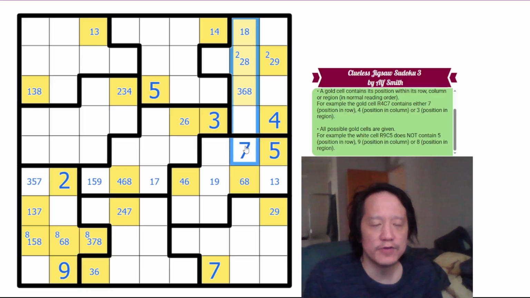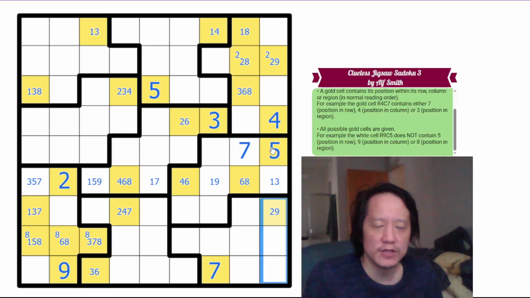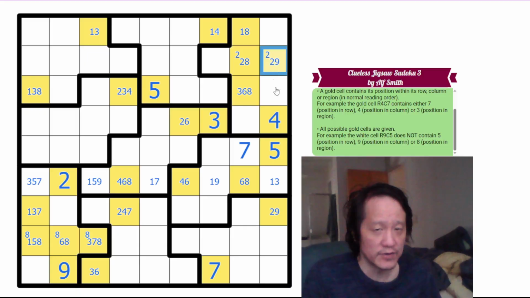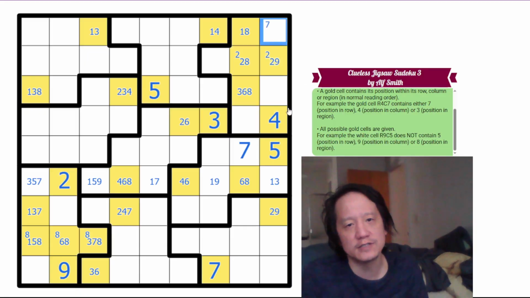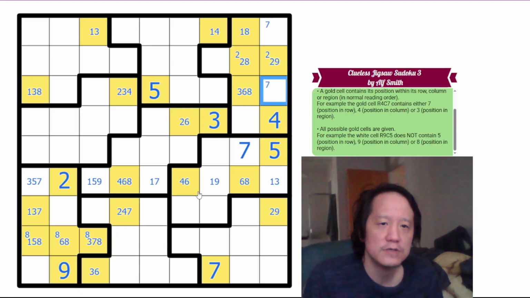Where is the 7 in column 9? Cannot be here because of the 7 in the region. Can't be here because of the 7 in the region. These are gold, and 7 never matches that. So 7 has to be one of these two cells.